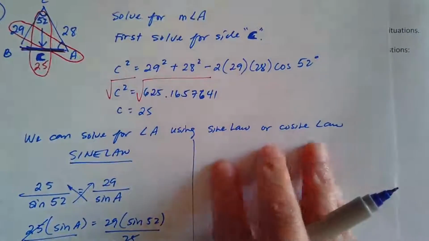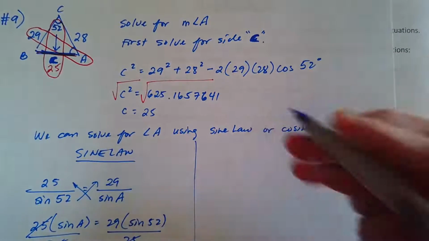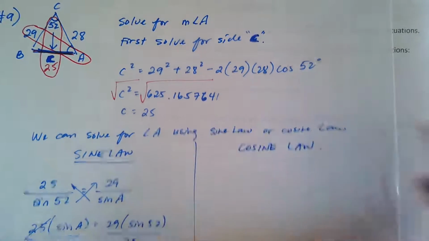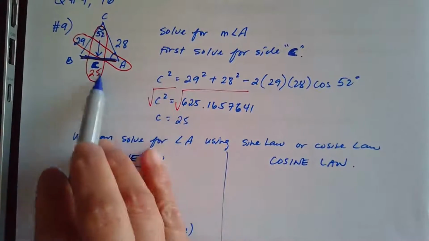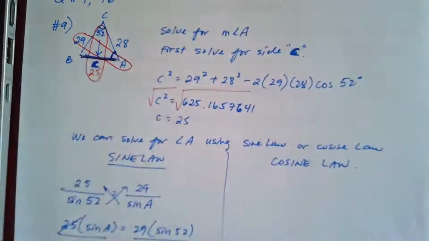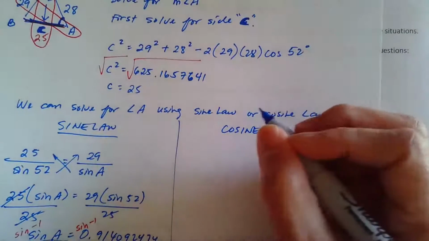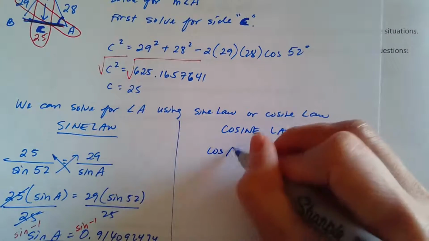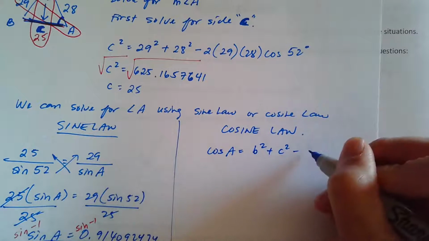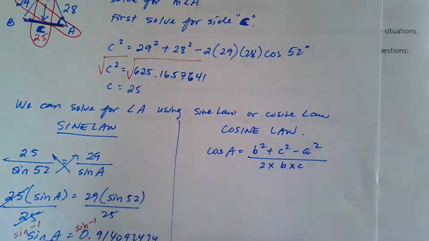Like I said, we could do another strategy, which is using the cosine law. So after we figured out the side here, side C, which is 25, we can use the cosine law to solve for angle A. So cosine of angle A is equal to B squared plus C squared minus A squared divided by 2 times B times C.